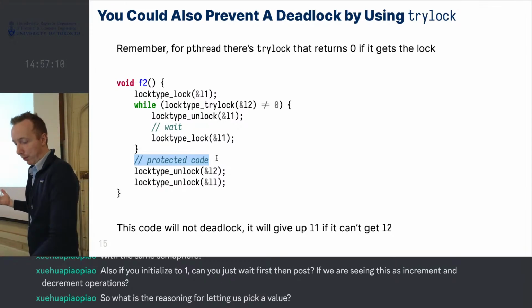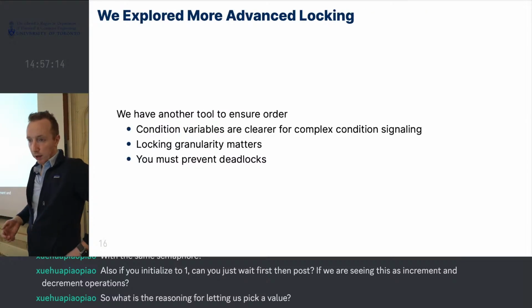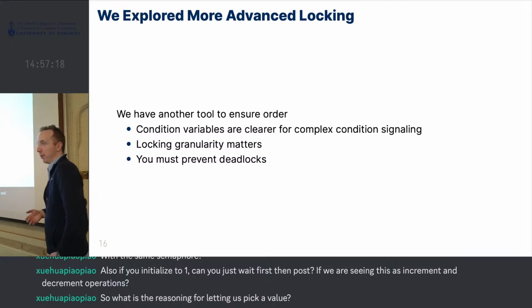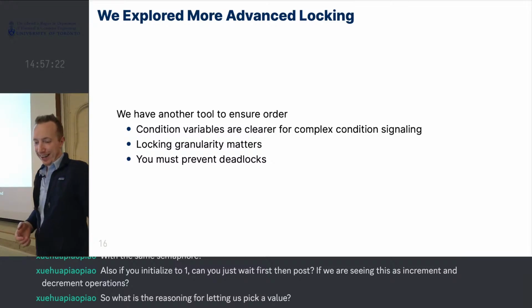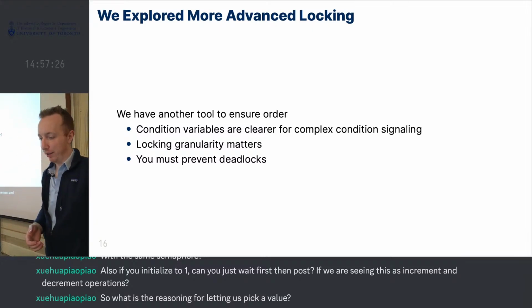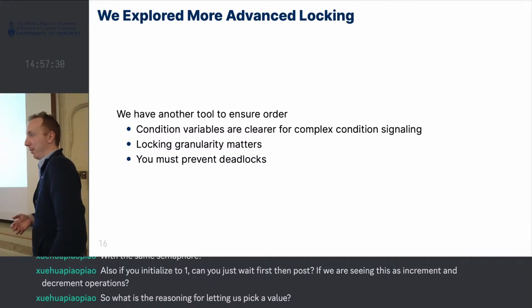All right, so those are the two main ways to avoid deadlocks. So we saw some more advanced locking today. We have another tool to ensure order called condition variables, which we may or may not like. Generally, they're useful for more complex conditions while signaling. If you can easily represent it with a semaphore, you should probably use a semaphore.